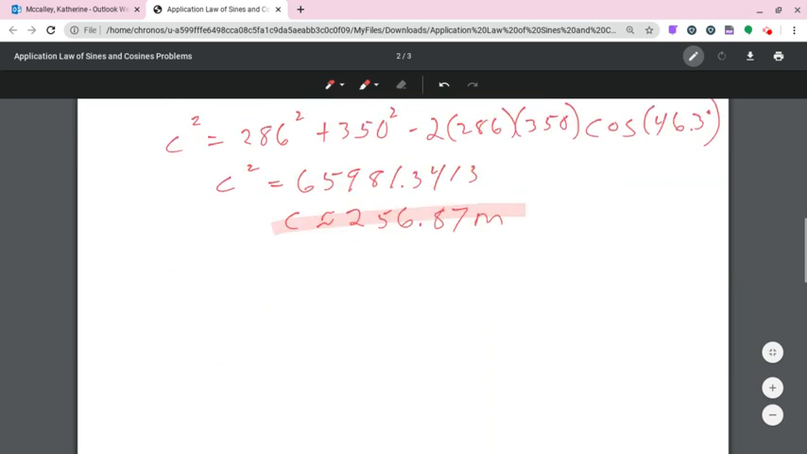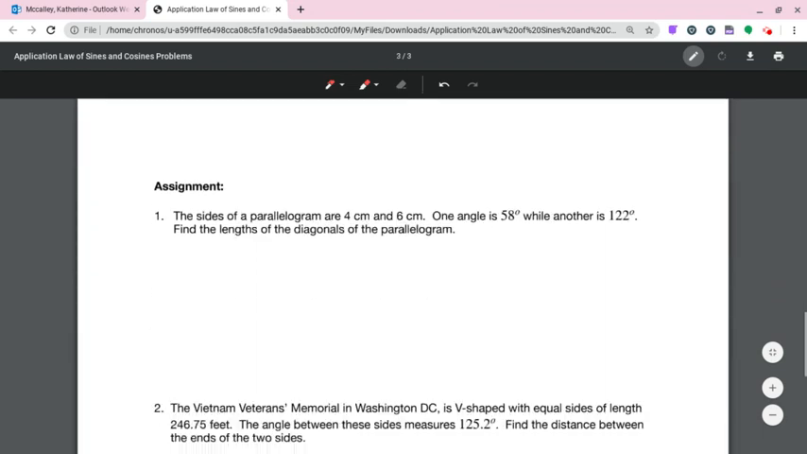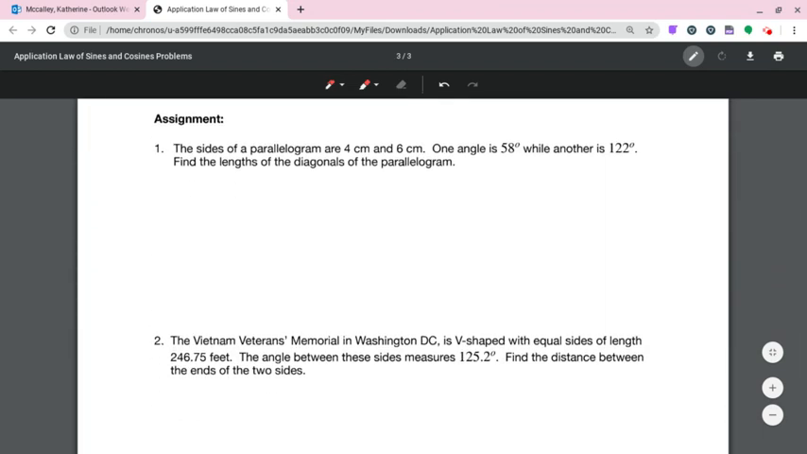All right, guys. So down here you have 3 problems for homework, but I just want to go over something with you just to make sure you set them up right. When it says the sides of the parallelogram are 4 and 6, one angle is 58 and the other is 122. Find the lengths of the diagonals. Remember, they want 2 diagonals, so you need to get 2 answers here.